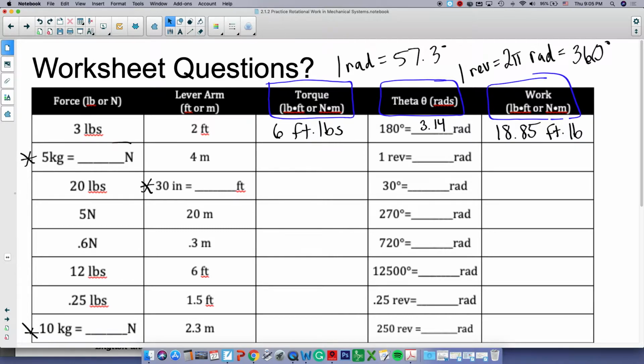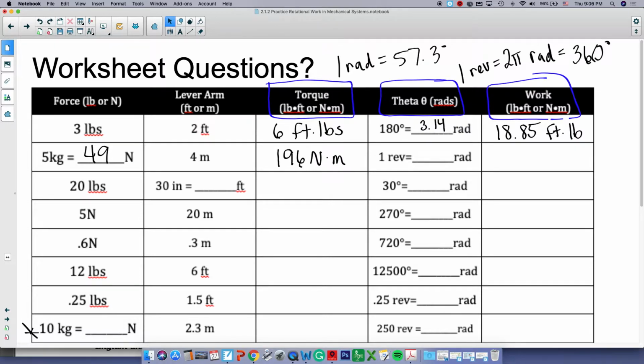So this one right here, what we're looking to do is convert that to a force. So this is your mass. Okay, so if we have a 5 kilogram mass, how do we turn that into a force? We're going to take it times 9.8. So 5 times 9.8 gives us a force of 49 newtons. So then we can just do force times lever arm, so 49 times 4. You get 196 newton meters of torque.